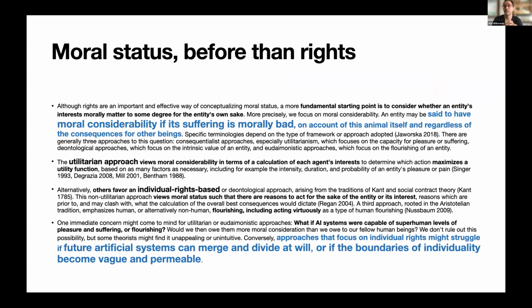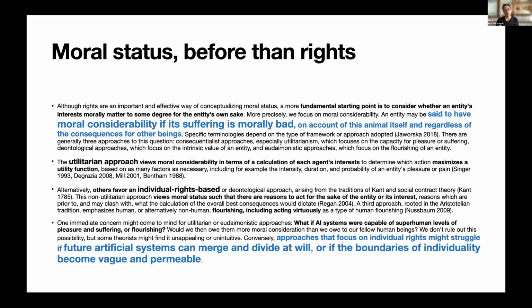Moral considerability is related to suffering, to being morally bad or not, on account of the entity itself, regardless of the consequences on other beings, right? This is something that has different approaches in the literature. Either utilitarian, where you have an equation of this is good or bad, we're going to make this cut, right? This leads to trolley problems, etc. We won't go into that.